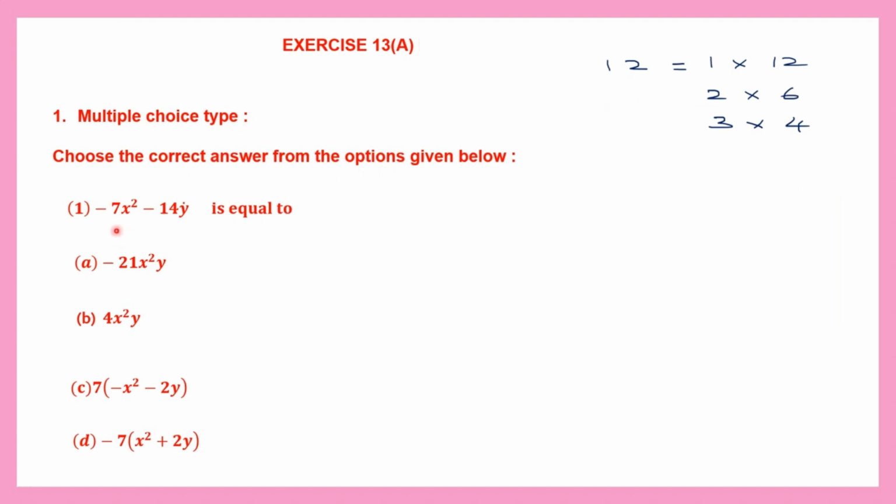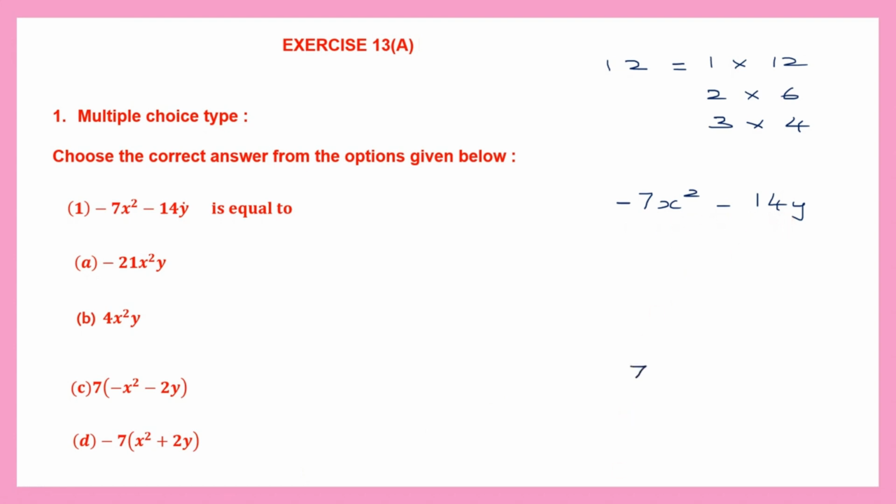Now here we have minus 7x square minus 14y. That's a binomial. Now there are different ways to factorize. One is when we pick out the common factors. Here we have 7 and we have 14. Let's pick out the common factors of 7 and 14.